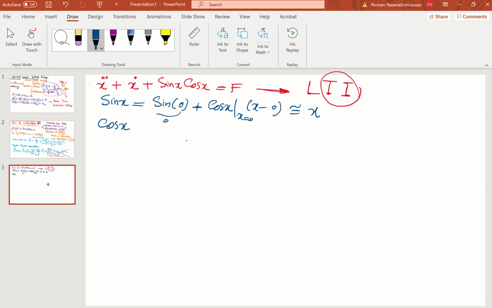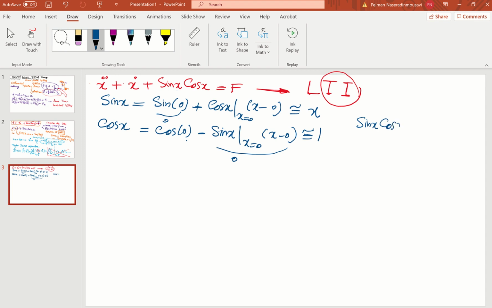And the cosine of x, if you do the same, you're going to have cosine of 0 minus sine of x after the first time derivative, x minus 0. This is 0 because sine of 0 is 0. The answer is 1. Understand? So you can say around the equilibrium point, sine of x, cosine of x can be approximated as x. Around the equilibrium point, I'm emphasizing around the equilibrium point.